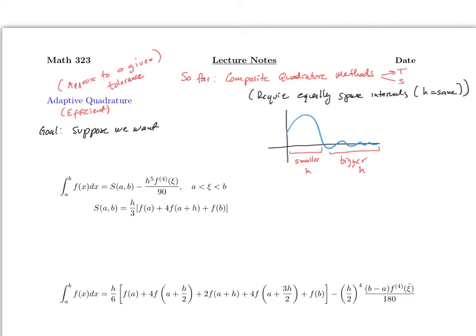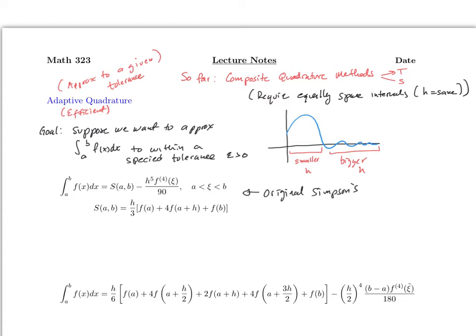So therefore, the goal or idea here is the following: suppose we want to approximate the integral from a to b of f of x dx to within a given or specified tolerance, which for lack of a better name we just call epsilon, which has to be positive. Now everything is going to be based on Simpson's method. So this is the original Simpson's method.